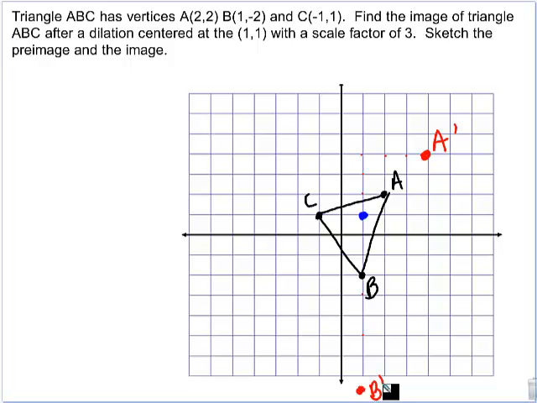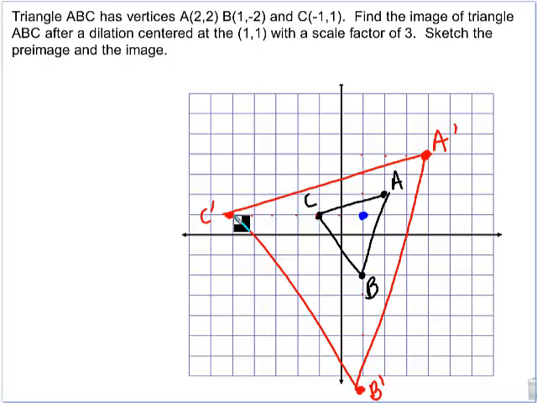Okay, and then C, what did we have to do? 2 to the left. So instead of 2 to the left, I'm going to go 6. So 1, 2, 3, 4, 5, 6. There's my new C. And then connect those for your new image.